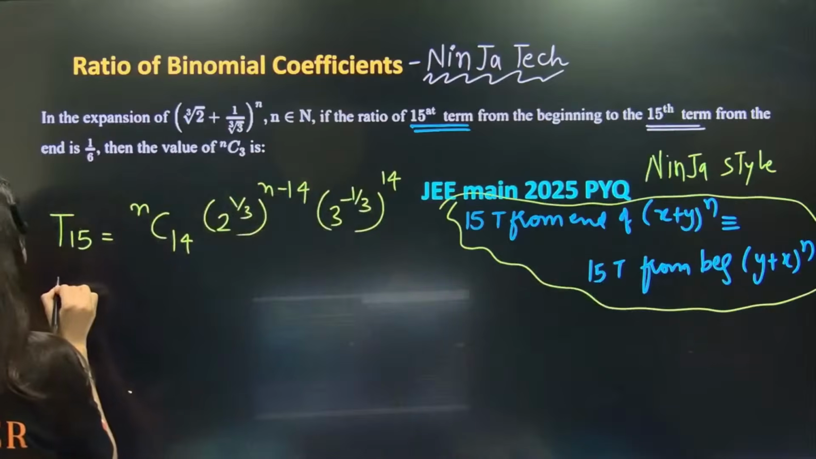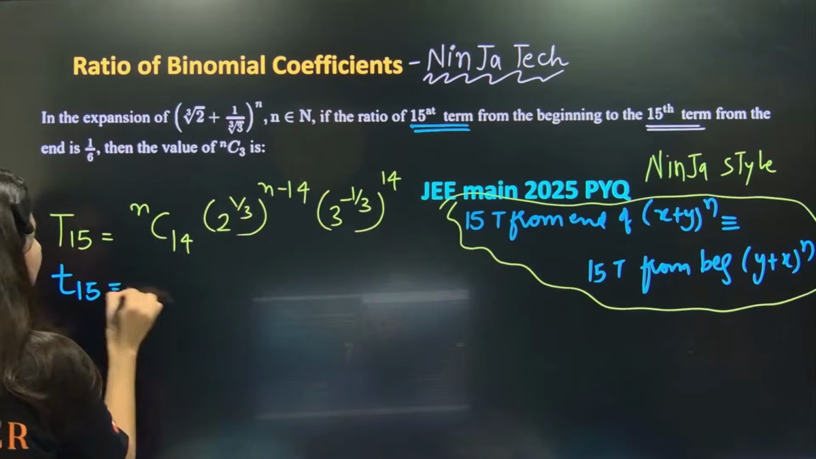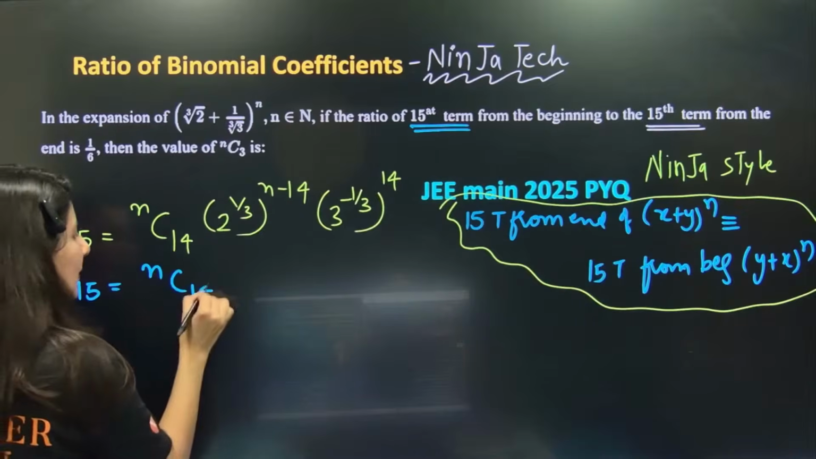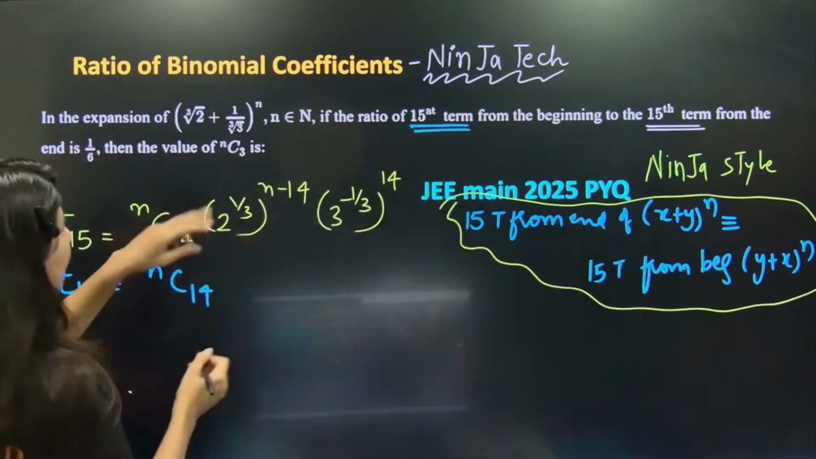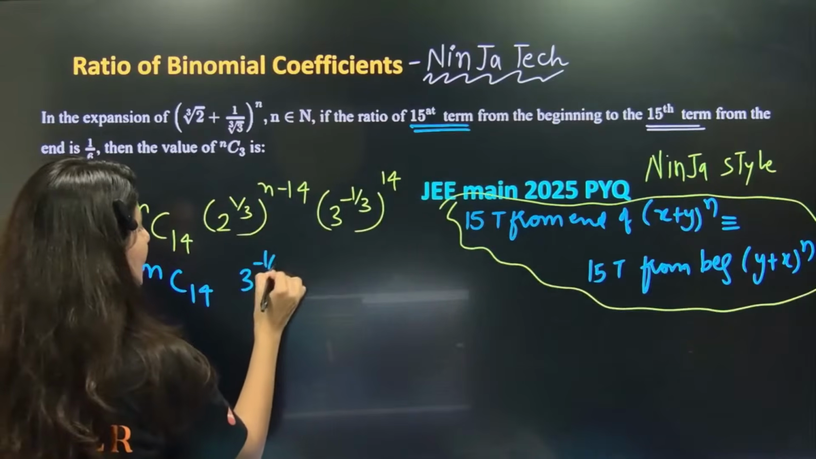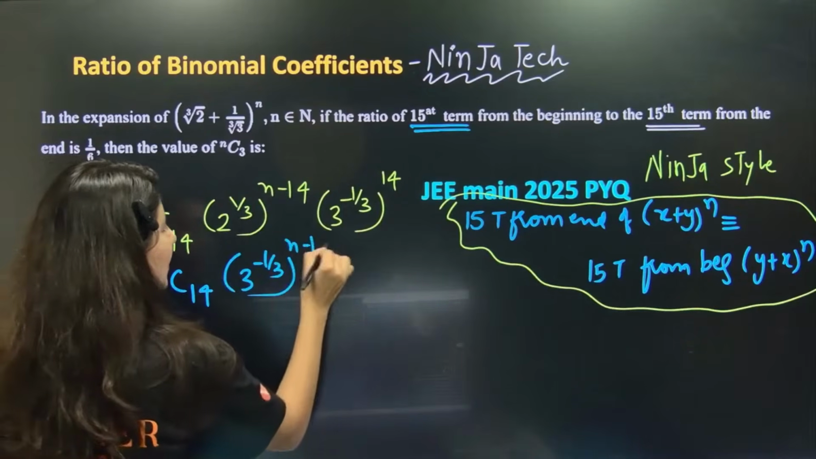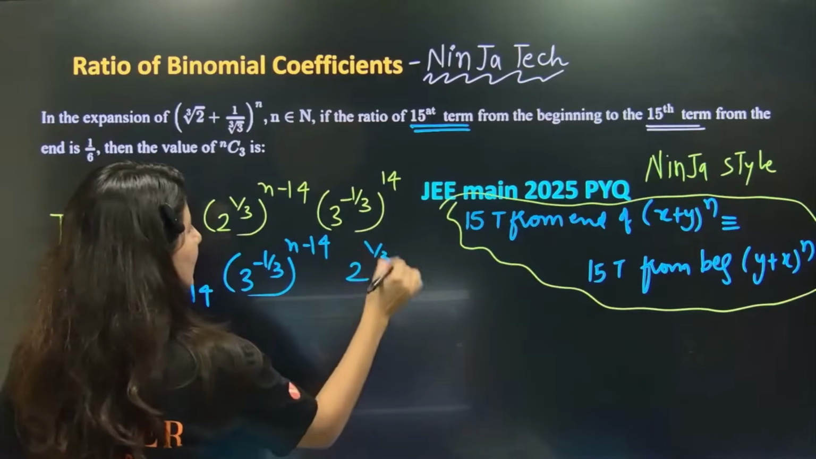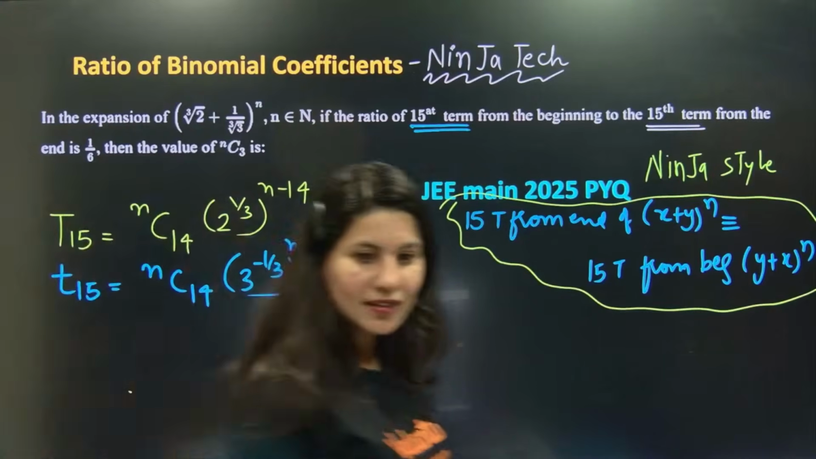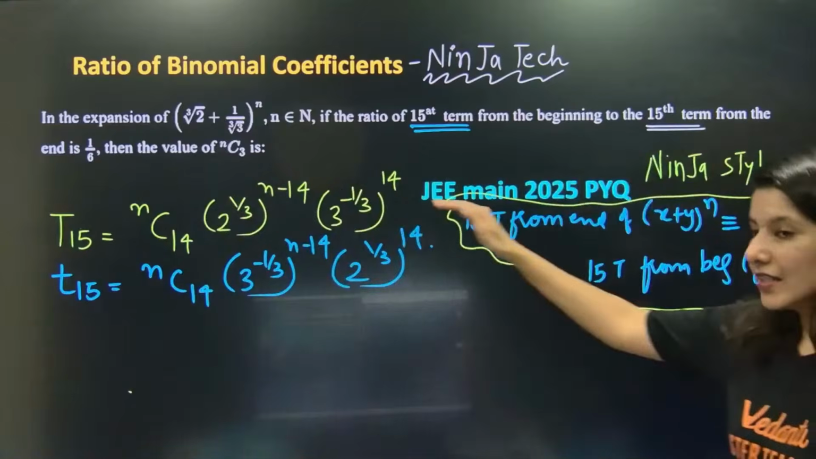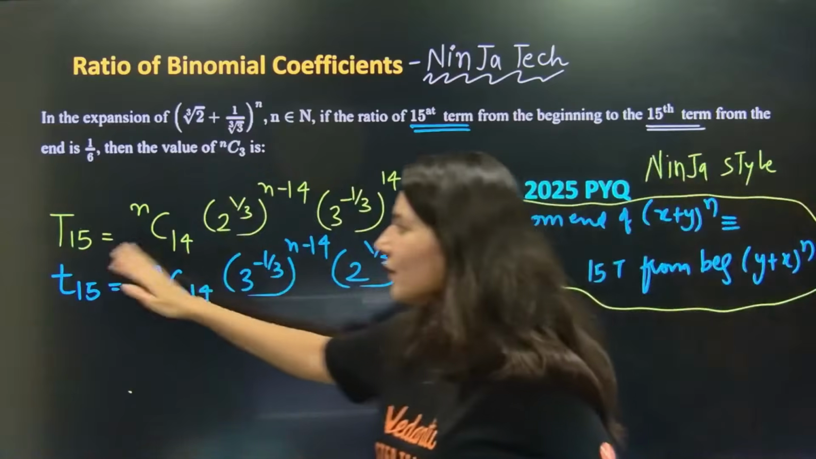So now T15 will be what again? NC14. Now this time your first term is 3 power minus 1 by 3 n minus 14 and 2 power 1 by 3 power 14. Correct, everybody? Are you going to understand? Did you understand? Okay, 15th term.